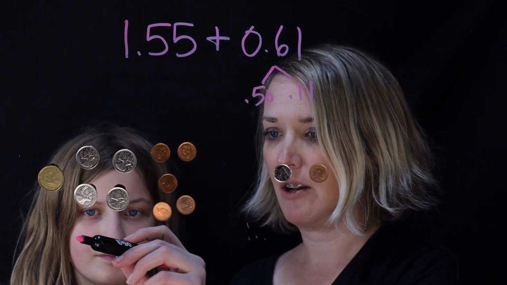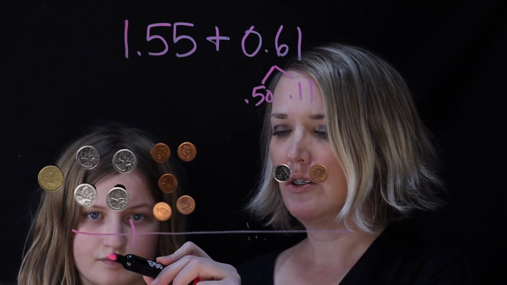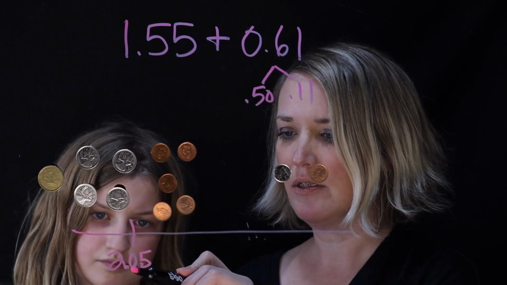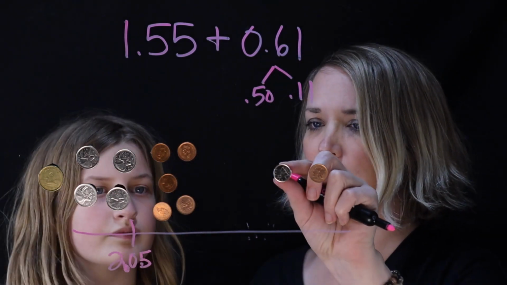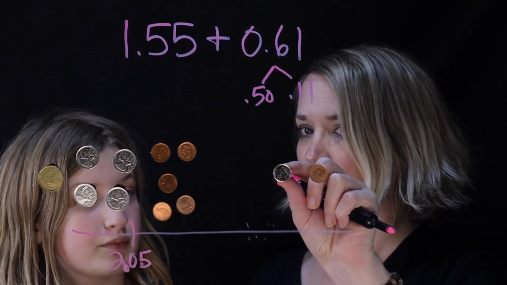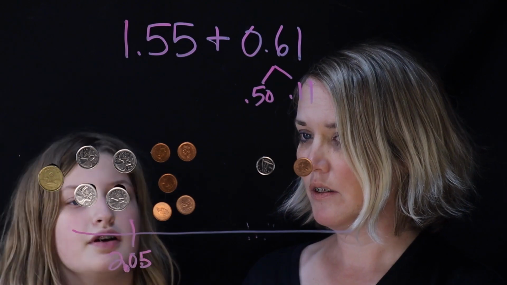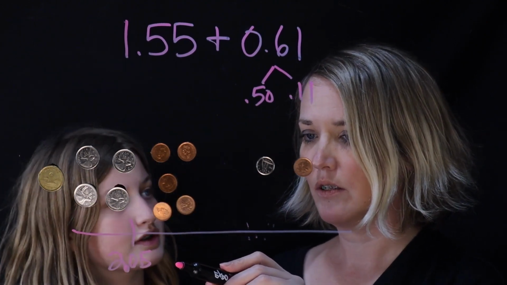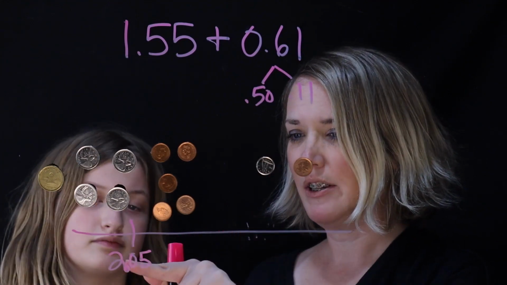Shall I write that down on a number line? So $2.05, and then plus just 11 cents. If you add them together, they'll equal $2.16. Okay, so then we could even do it individually, right?